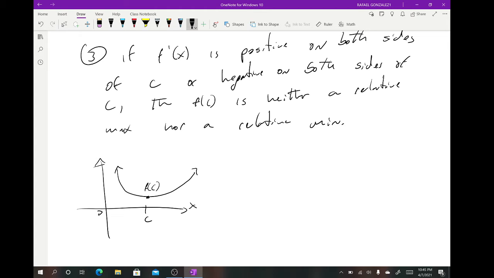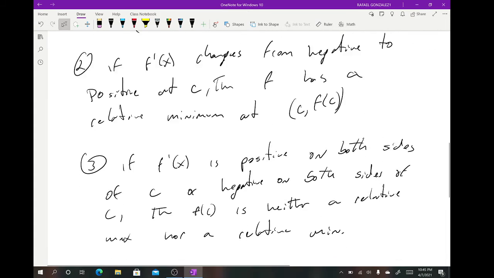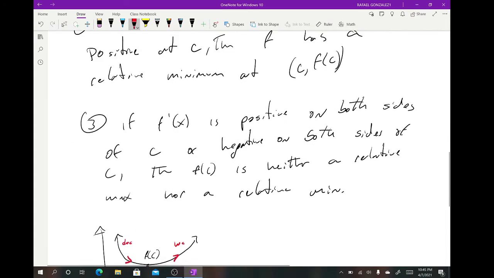If we look at this from left to right as we go to C, we see that this is decreasing, and then as we go from left to right to the right of C, we are increasing. So here we are decreasing, here we are increasing. If you notice, we're going from negative to positive.